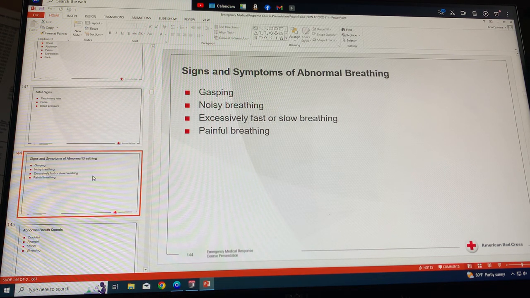Excessively fast or slow breathing, okay? That's not normal. Slow breathing is not normal. Fast breathing is not normal. Excessively fast. These can be signs of a health issue, and it can be an emergency. Painful breathing, okay? Being difficult for someone to breathe. That can be a problem, some injury or something going on with that individual.